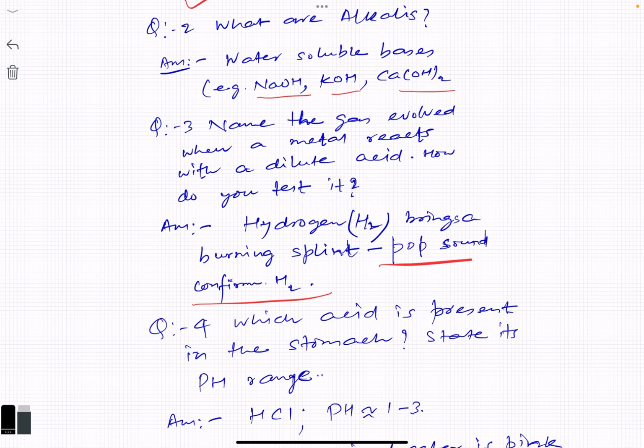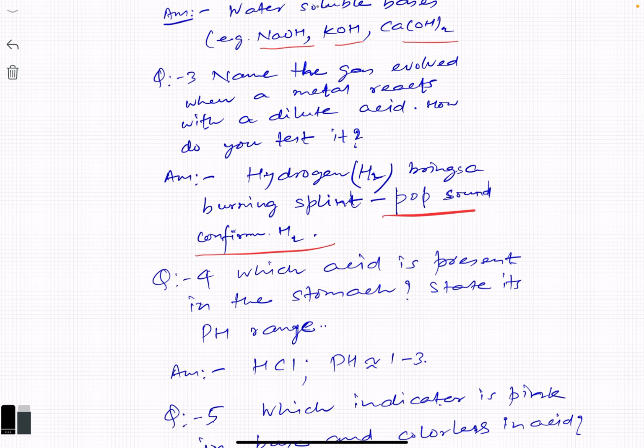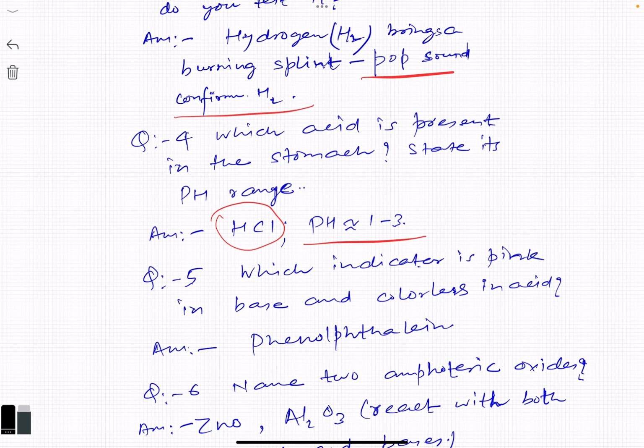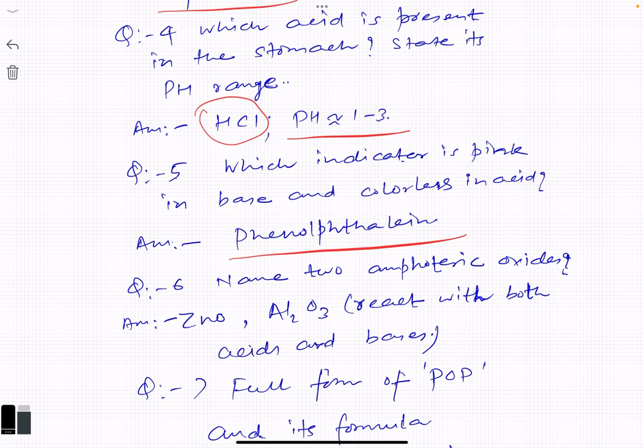Question number 4: which acid is present in the stomach? State its pH range. HCl is present in the stomach and its pH value is from 1 to 3. Question 5: which indicator is pink in base and colorless in acid? Phenolphthalein is pink in base and colorless in acid. Question number 6: name two amphoteric oxides. ZnO, zinc oxide, and aluminum oxide. They are amphoteric because they react with both acid and base.